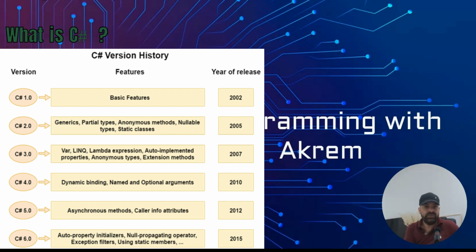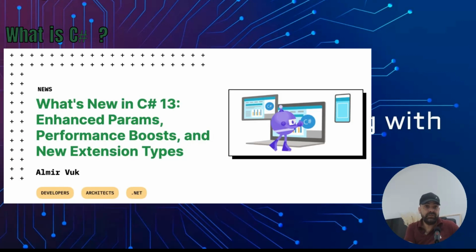Now in 2024 we have C# 13. C# 13 includes the following new features. You can try these features using the latest Visual Studio version with the .NET 9 SDK. We have params collections, new lock type and semantics, new escape sequence, method group natural type improvements, implicit indexer access in object initializers, and many more features.